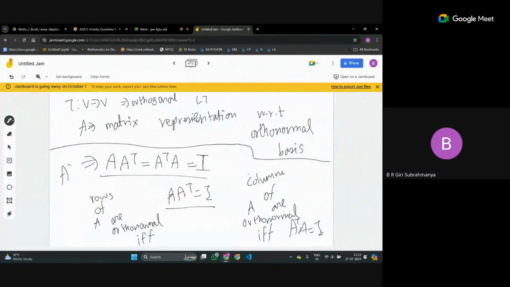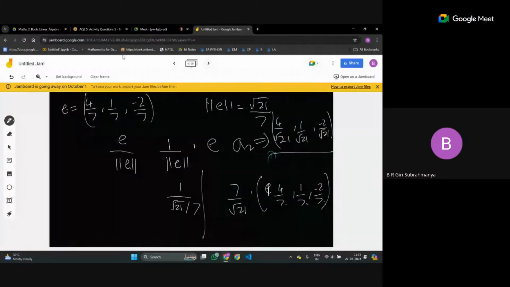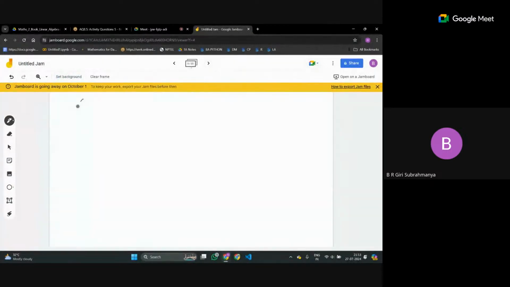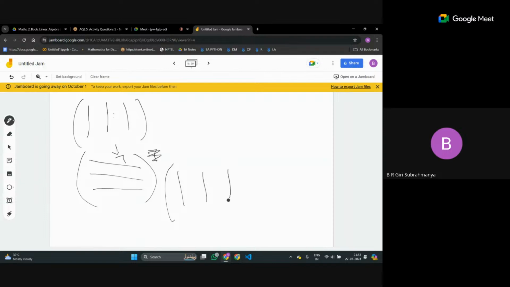So the thing is, it's like this. Let's say these three columns are orthonormal. Now when you find A transpose, what will this be? These will be these three row vectors, right? Now this is the transpose matrix of this one, and this is going to be this matrix itself.